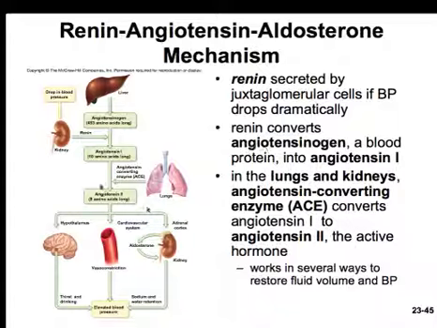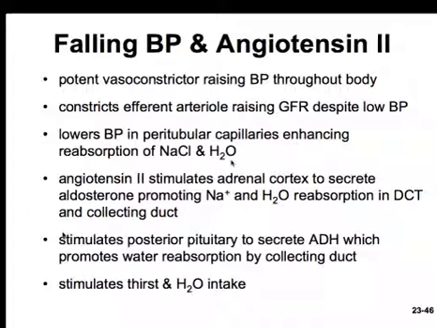Angiotensin 2 is the active hormone, and it works in several different ways to restore fluid volume as well as blood pressure. Angiotensin 2 is a potent vasoconstrictor, so it raises blood pressure throughout the body. It does this by constricting the efferent arteriole and raising GFR despite very low blood pressure. It also lowers blood pressure in the peritubular capillaries, which enhances the reabsorption of sodium and water. Thus, we retain more sodium and water in the presence of angiotensin 2.